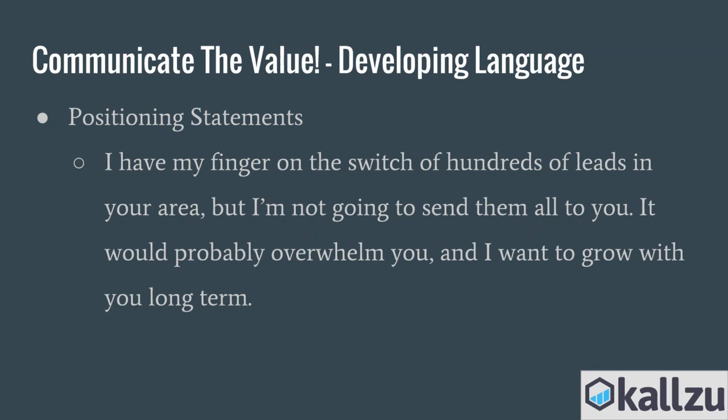I have my finger on the switch of hundreds of leads in your area. What does that tell the person that you just said that to? Put in the chat box what that says to someone. Just that first statement: I have my finger on the switch of hundreds of leads in your area. What does that tell them?